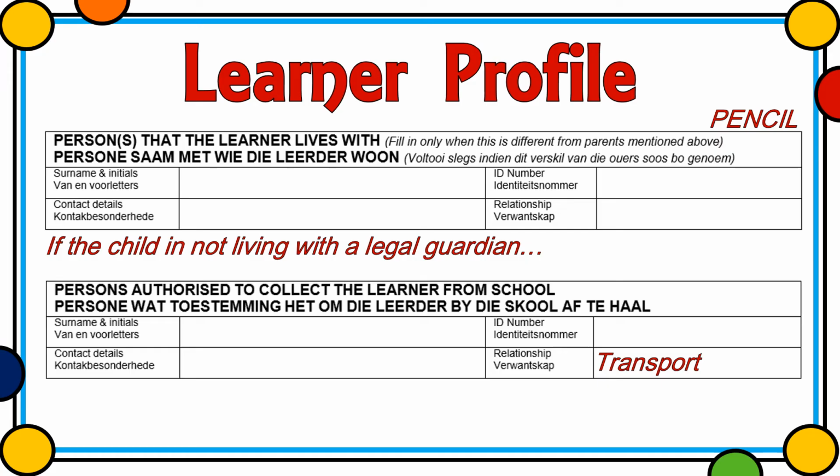Then it is important to know how the child is transported from and to school. If a child is transported via a taxi, it is important to have a taxi driver's name and details. It might happen that the child is not collected from school and you cannot get a hold of the parents. Then it would be really helpful to have this information at hand.